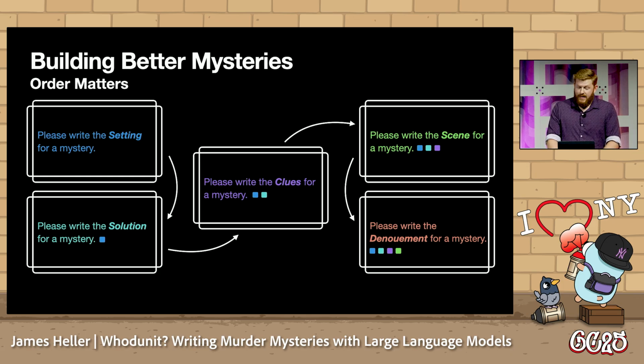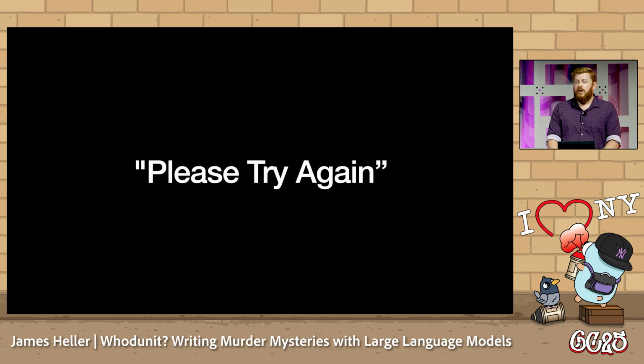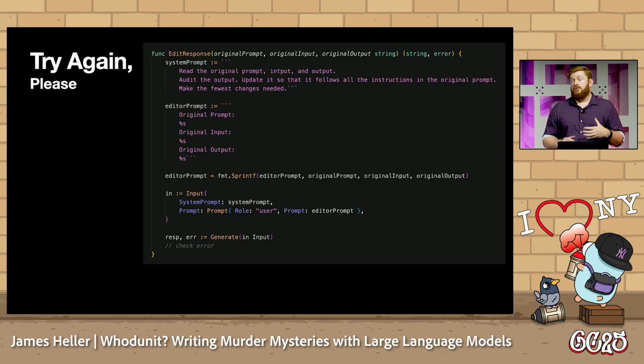The biggest gain came when I asked the LLMs to please try again. Turns out that you can ask the LLM to review its original prompt and input and output and update the output so that it better matches the original prompt. Looks a little bit like this. You ask it to review all the information, update the output, hopefully make as few changes as possible. And you take that as a new input, you pass it into that same generate function, and what you get is an output that is a little bit better at following the rules that you originally sent it.